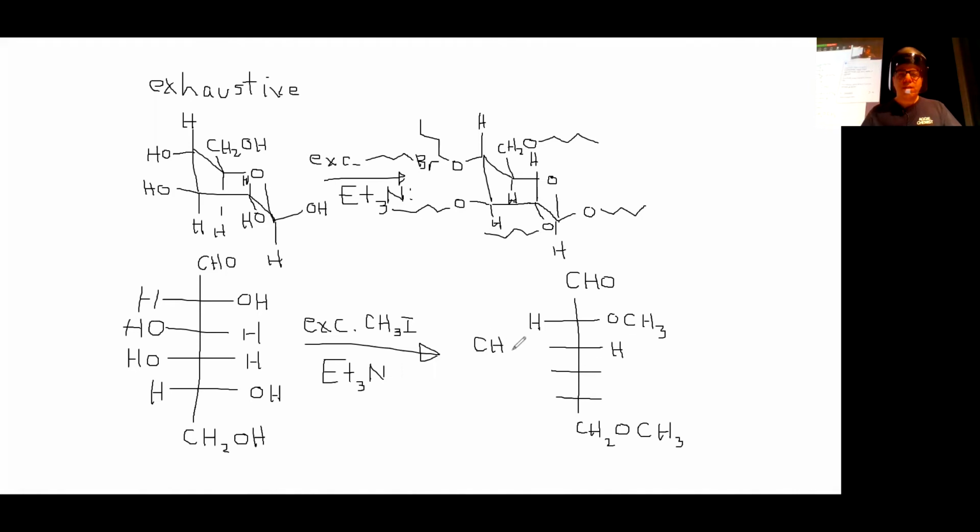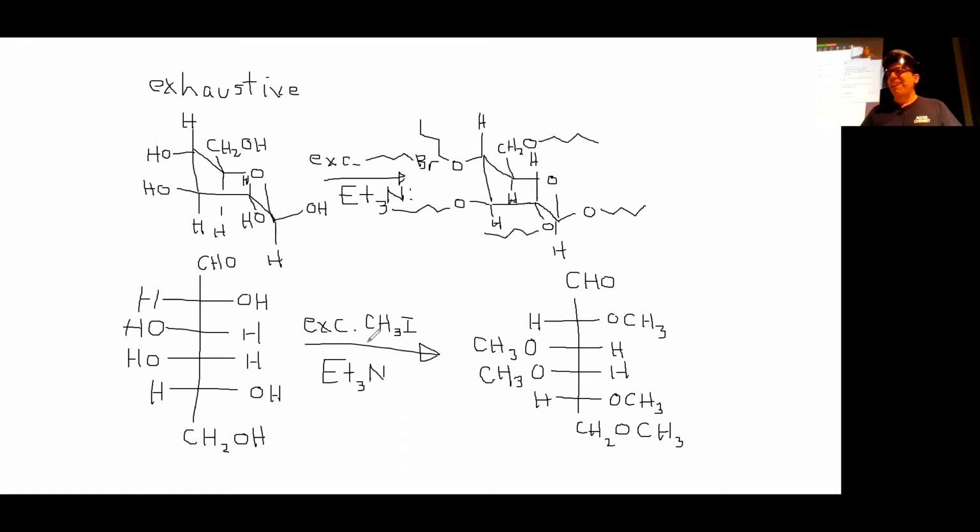I screwed up the spacing, but I think I might be able to win on this one. I love it when things work out. So CH3O. Same thing over here. And OCH3. So again, it's an exhaustive alkylation.